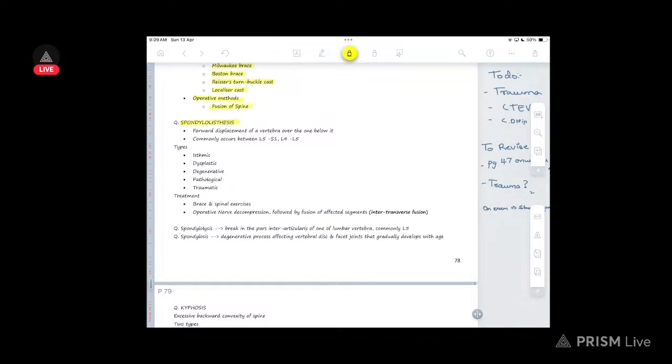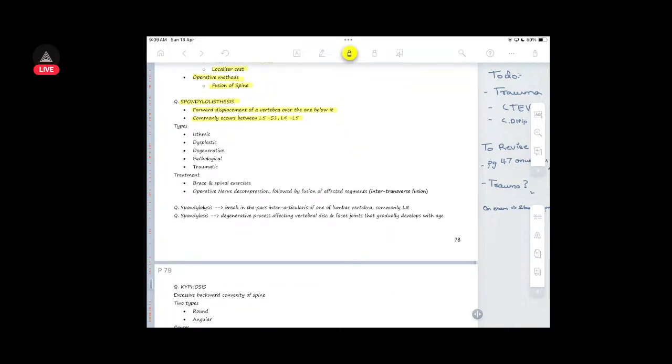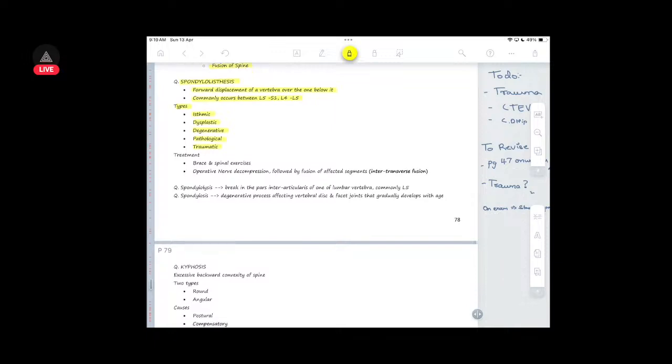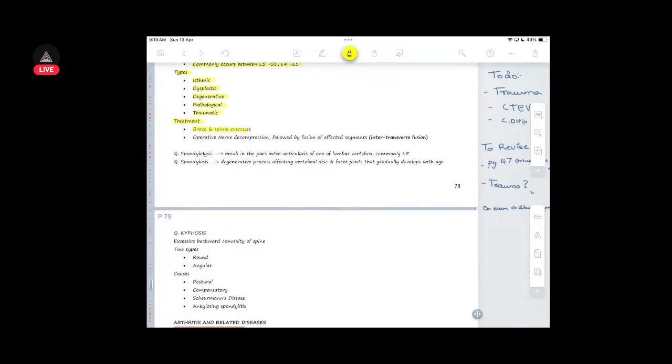Then spondylolisthesis is forward displacement of a vertebra over the one below it. Commonly, it occurs between L5-S1 or L4-L5. Types may be isthmic, dysplastic, degenerative, pathological, or traumatic. Treatment: brace and spinal exercises. Operatively, nerve decompression followed by fusion of affected segments, intertransverse fusion.